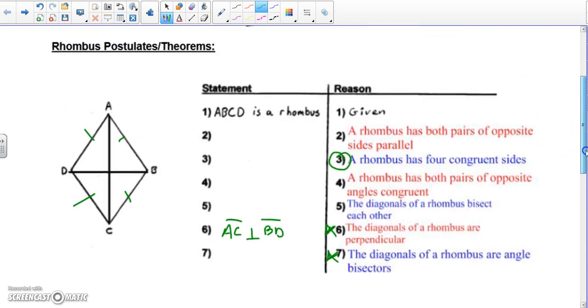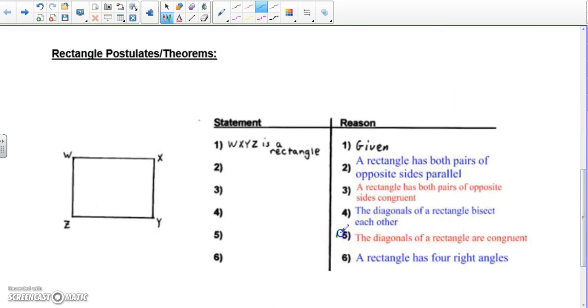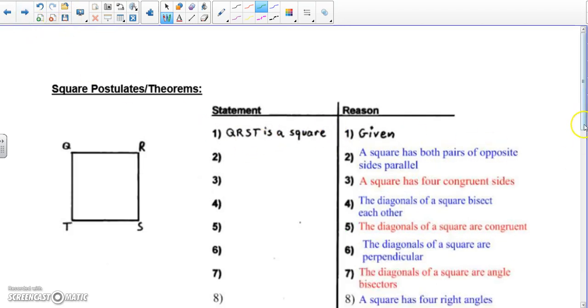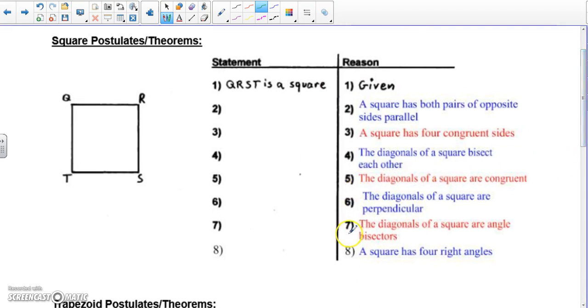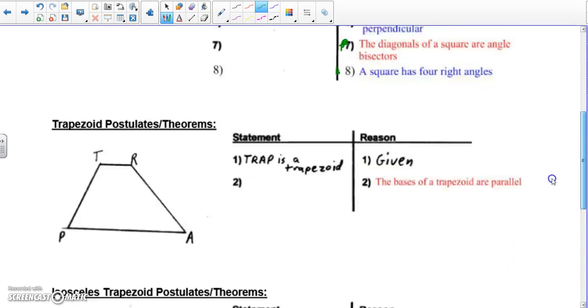So there's your rhombus rules, your rectangle rules. Here are the two new to a rectangle, or specific to a rectangle. The diagonals of a rectangle are congruent, and a rectangle has four right angles. All right, so you know all right angles are congruent from there. Square, we know, has everything. Angle bisectors, four right angles. Diagonals are perpendicular. So a lot of stuff that we can use for a square.